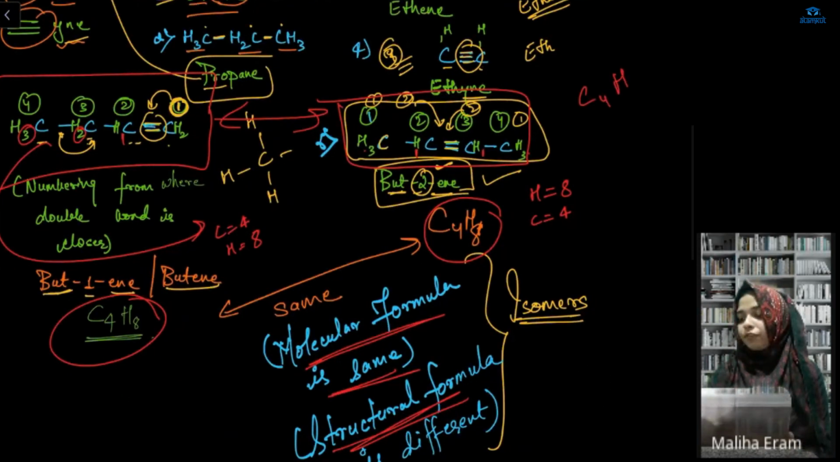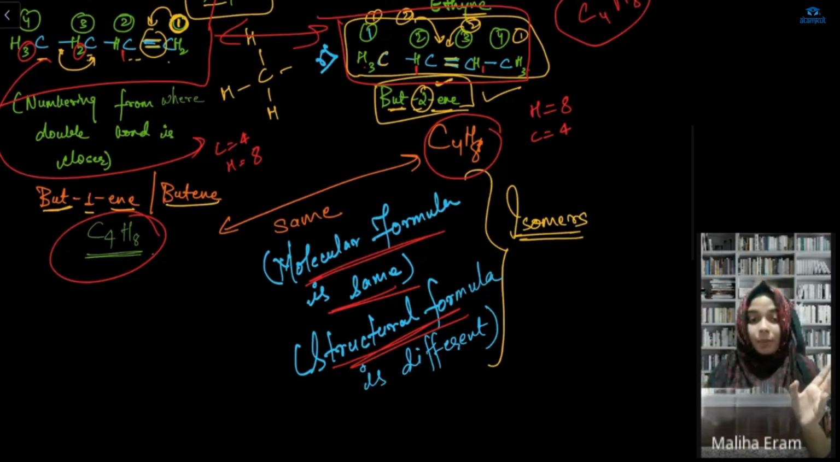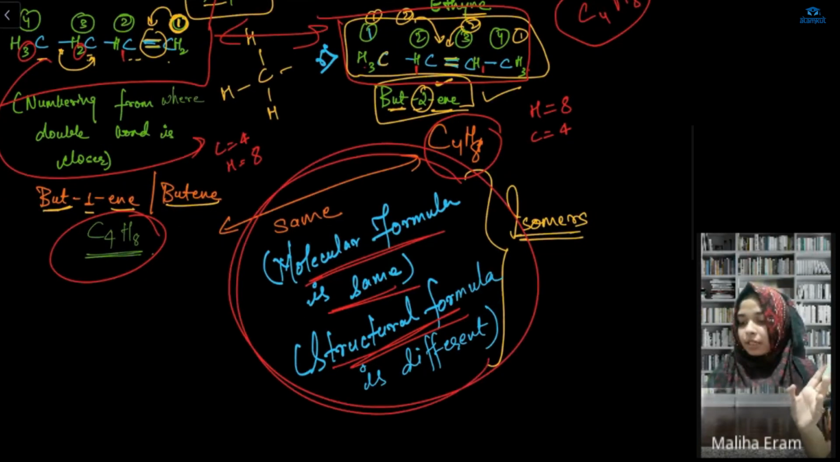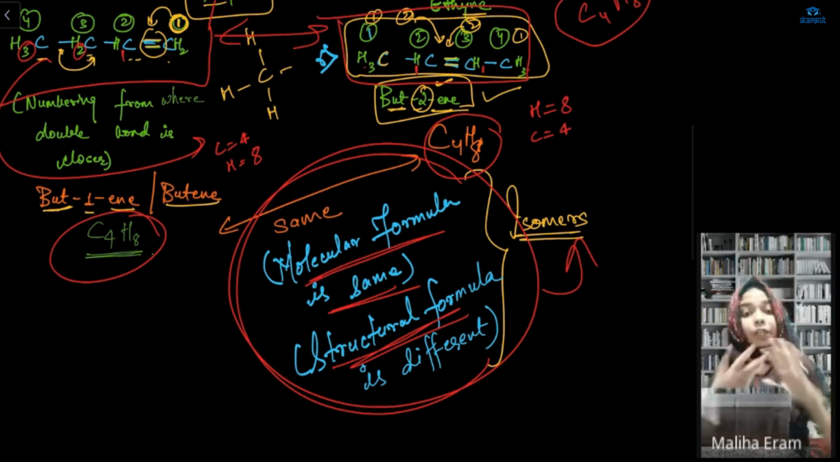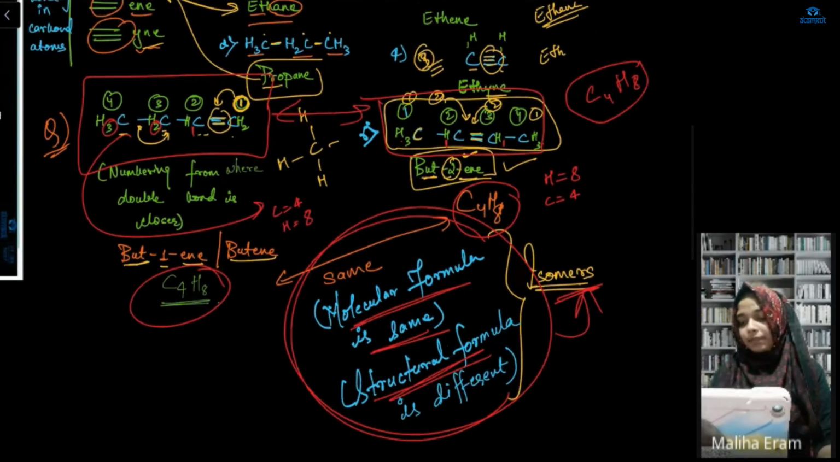Both are having C4H8, but their structure is very different, only the molecular formula is the same. So what do we call this? This property is known as isomers. If your molecular formula is the same but your structural part is different, this property is known as isomers. So don't forget, with these two examples we discussed what isomers are: your molecular formula is the same in both structures and your structural formula is different, so this property is known as isomers.